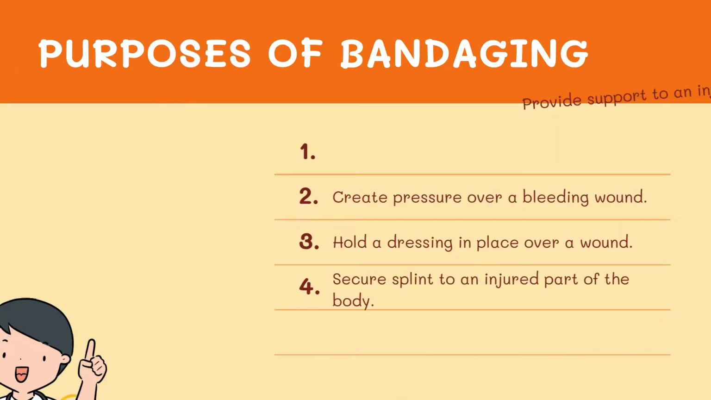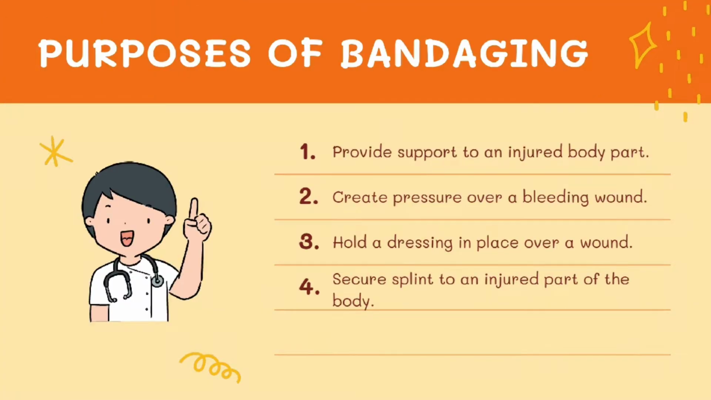I will be performing the different types of bandaging using a triangular, cravat, and roller bandage. A bandage is used for a variety of purposes. It could be used to support an injured body part, create pressure over a bleeding wound, hold a dressing in place over a wound, or to secure a splint to an injured part of the body. Without further ado, let us start with the demonstration.